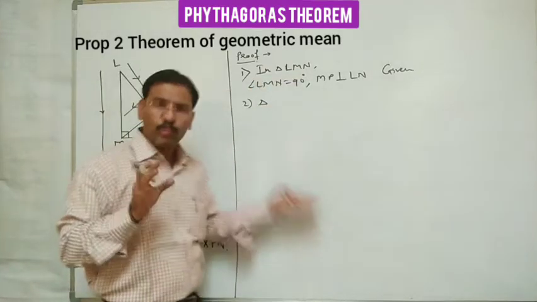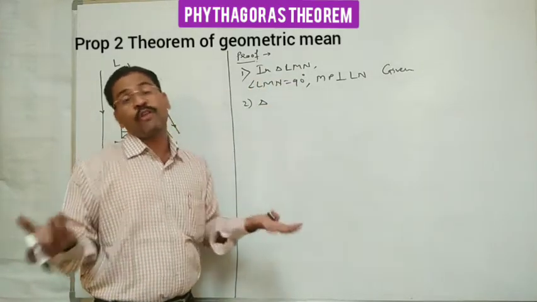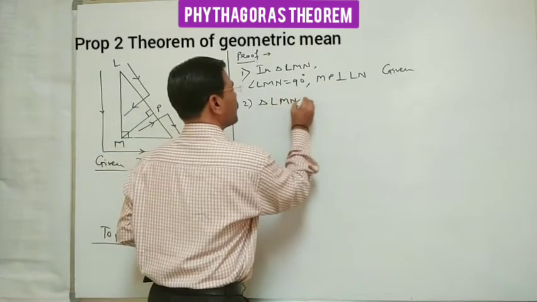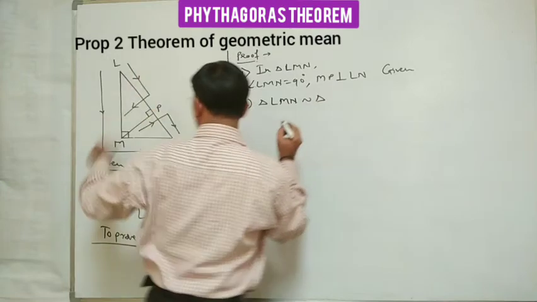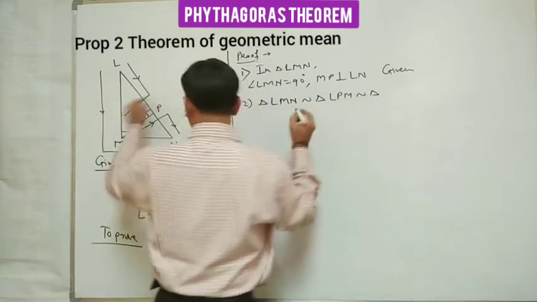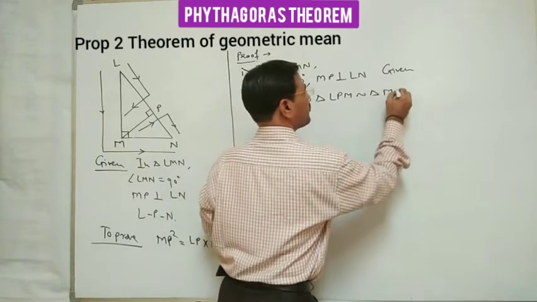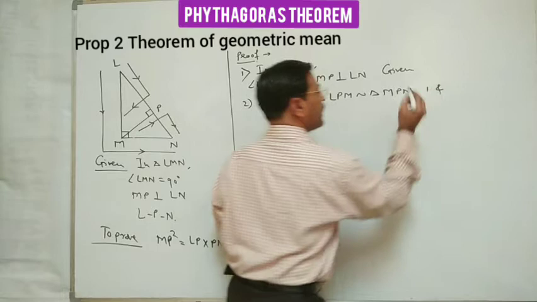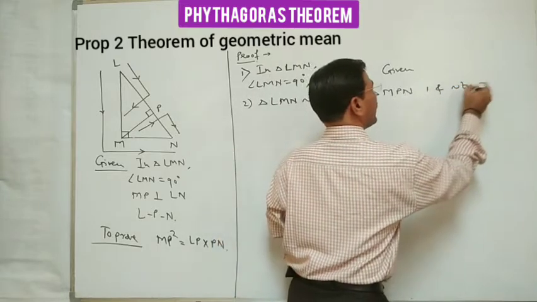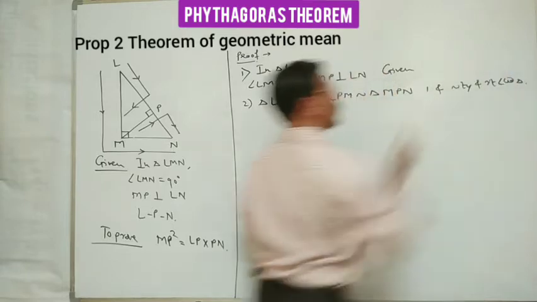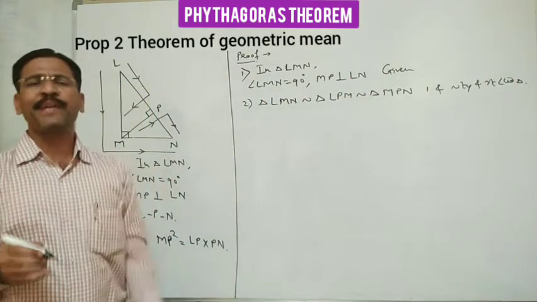Every time no need to prove that one directly, because we already studied that. So take LMN similar to LPM, similar to MPN. This is, we can say, from 1, similarity in right angled triangle. Mention by which property that one.